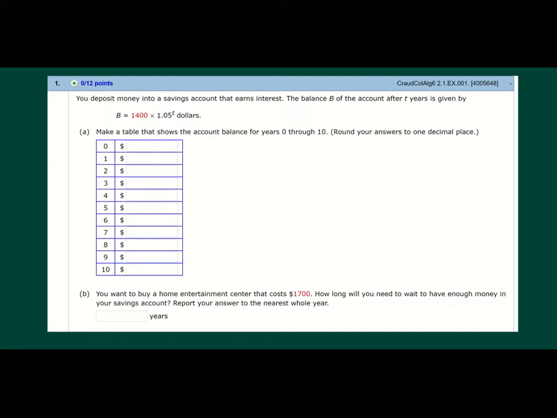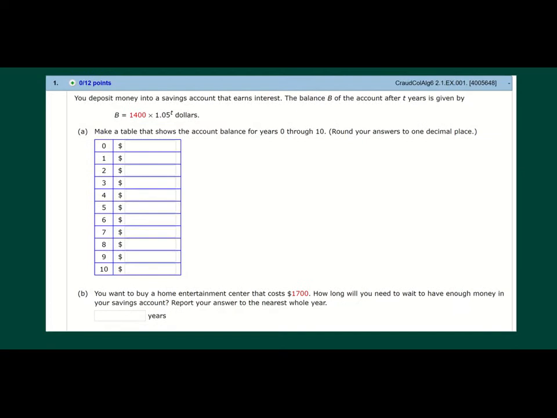Okay, so to get started in this problem, you know that we have a savings account that's earning interest. We're given a formula that represents the function. The balance B, this is our function value. I'm just going to highlight that. This is our function, whereas the number of years since we've started the account is given, t is our independent variable. We use that as our input into the function.